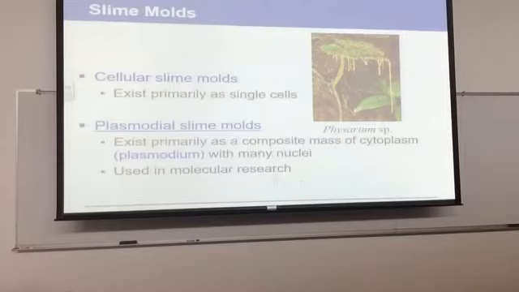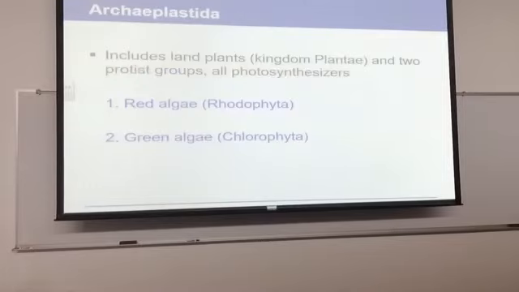But slime molds, these again fall under the amoebozoa. So the amoebozoa includes amoebas and slime molds, but not water molds. Archaeoplastidia includes the kingdom Plantae and two protist groups. All of them are photosynthesizers. Now, we are just talking about the protist part of this. The two protists that it contains are red algae and green algae. Red algae is rhodophyta, green algae is chlorophyta. Both of them carry out photosynthesis.